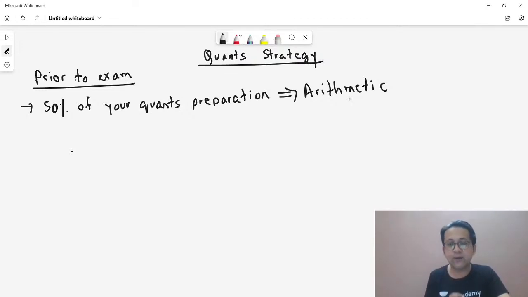Which chapters are we talking about in arithmetic? We are talking about percentage, profit loss discount, simple interest, compound interest, time and work, time and distance, average, mixtures, alligations, and then ratio, proportion, variation. Correct? So these 7 chapters in arithmetic, you got to be mastering this, because if you do well in arithmetic, chances are that you will end up with a very, very high percentile. So always remember, arithmetic is most important.